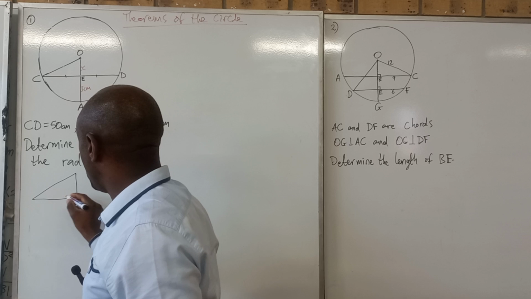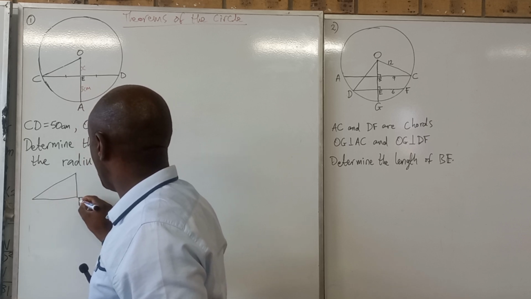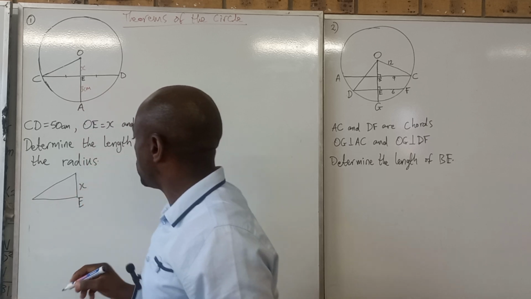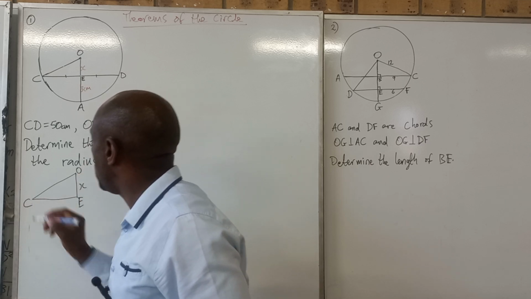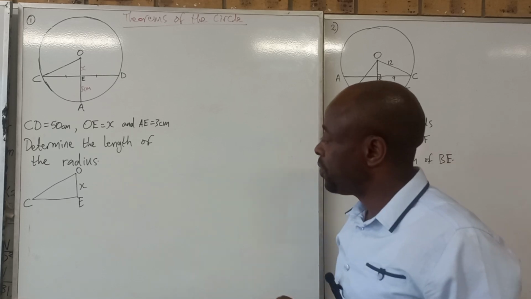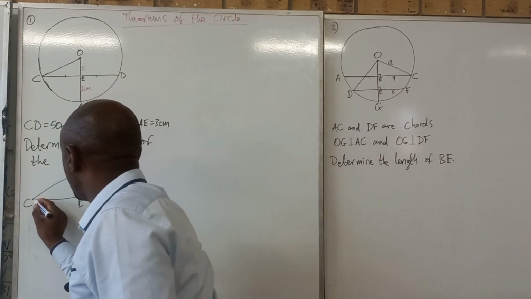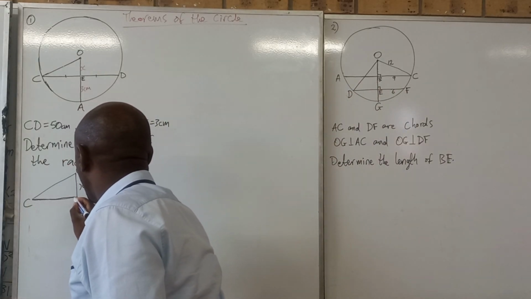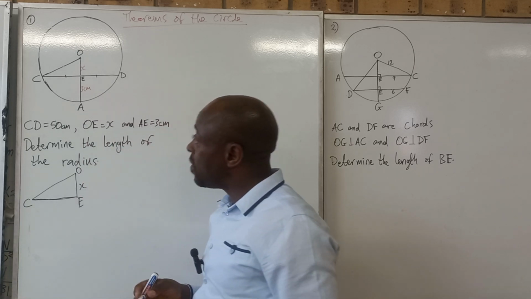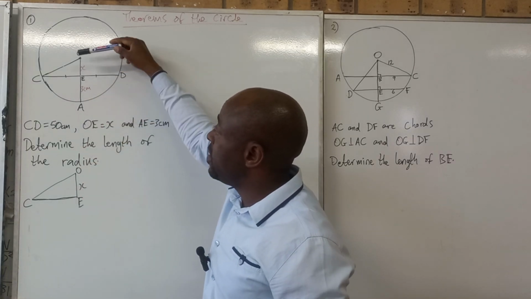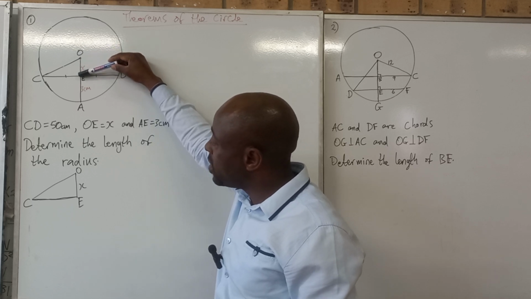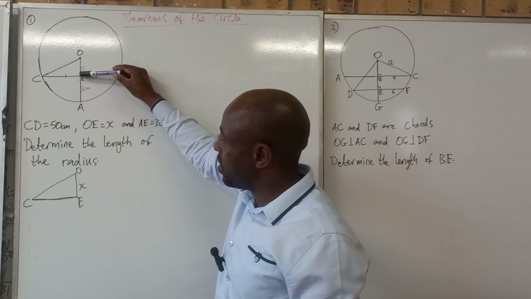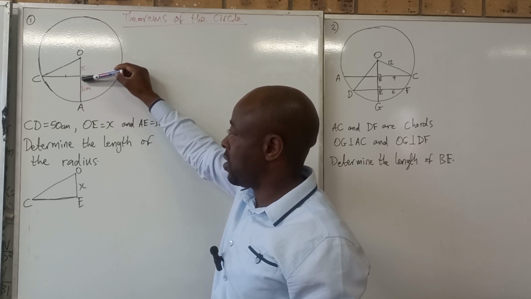Then I apply my Pythagoras theorem to that triangle. So let me extract my triangle OCE. That is my triangle OCE. There is E, where we are told this is X. There is O here, and there is C. Now, this triangle is supposed to be a right angle triangle by virtue of the fact that a line from the center of the circle through the midpoint of a chord must bisect the chord, must be perpendicular to the chord.